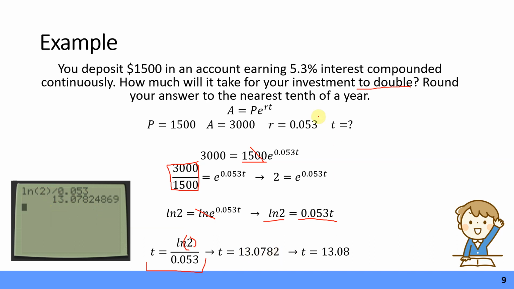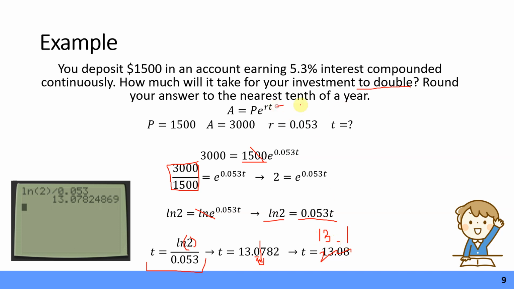Now let me go ahead and read the problem. Round your answer to the nearest tenth of a year. So this is my mistake here. To the nearest tenth is this right here. So that means I'm going to chop it off here. Since this number is greater than 5, that number is going to go up by 1. So please disregard this. Your final answer should be 13.1.